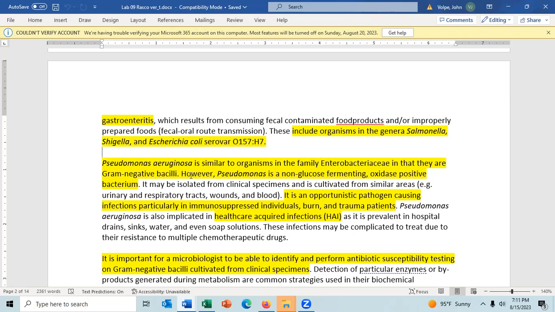You need to have a patient with either a skin injury or a mucus injury, such as a burn patient or a trauma patient. Pseudomonas aeruginosa is also implicated in healthcare acquired infections, and we talked about that earlier as a nosocomial infection.